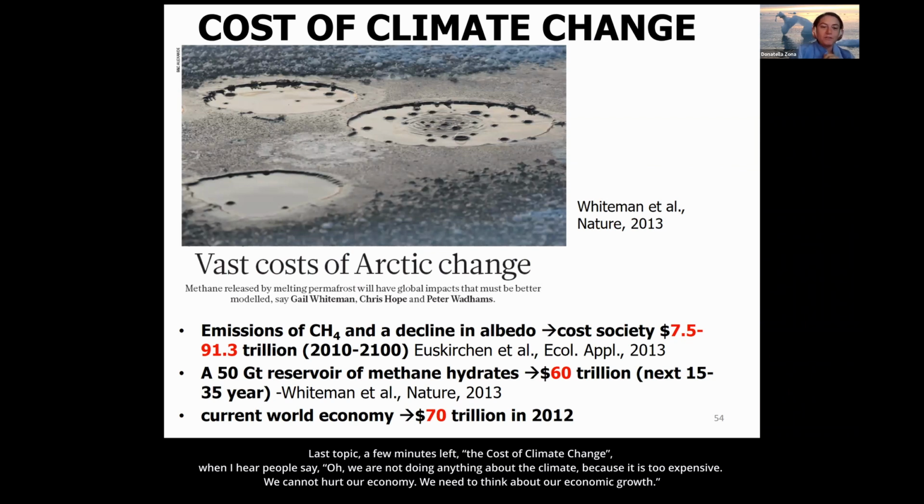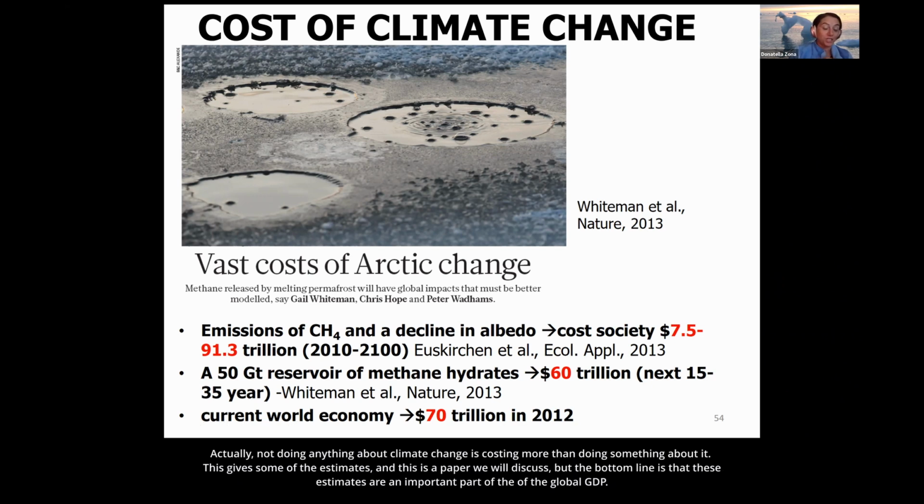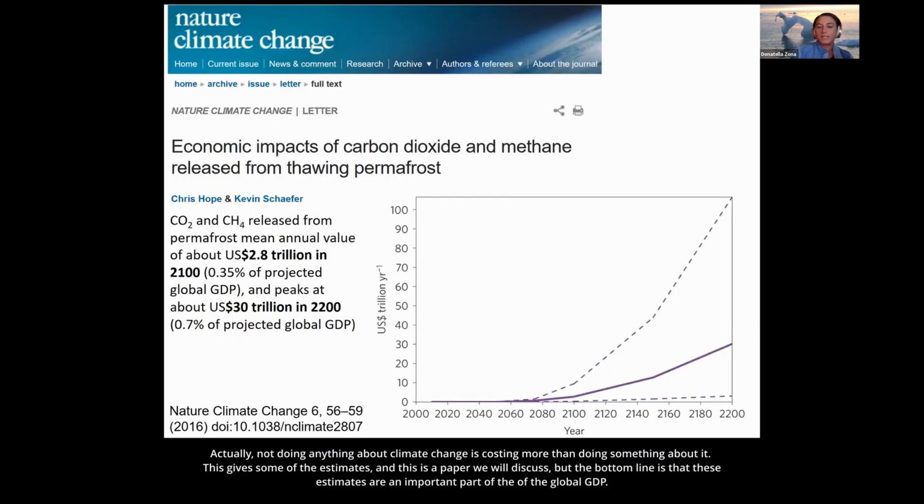Last topic, a few minutes left: the cost of climate change. When I hear people say, oh, we are not doing anything on the climate because it's too expensive, we cannot hurt our economy, we need to think about our economic growth. Actually, not doing anything about climate change is costing more than doing something about it. This gives some of the estimates, and this is a paper we will discuss. But the bottom line is that these estimates are an important part of the global GDP.